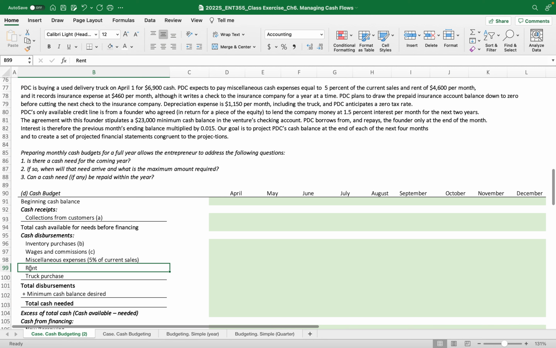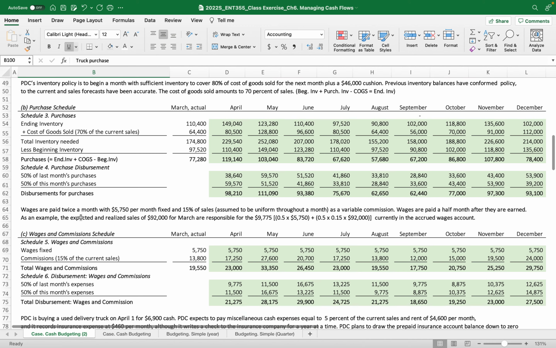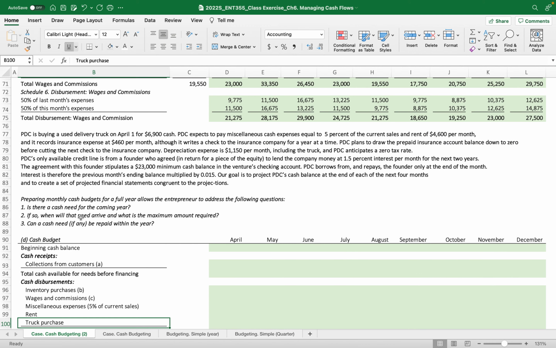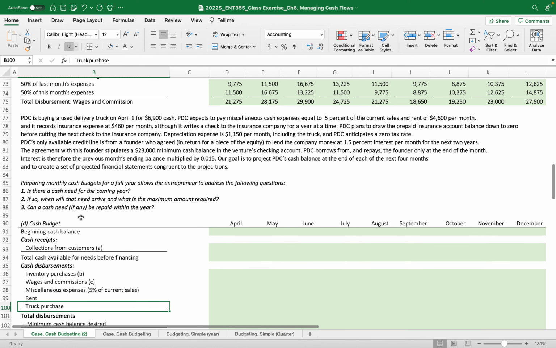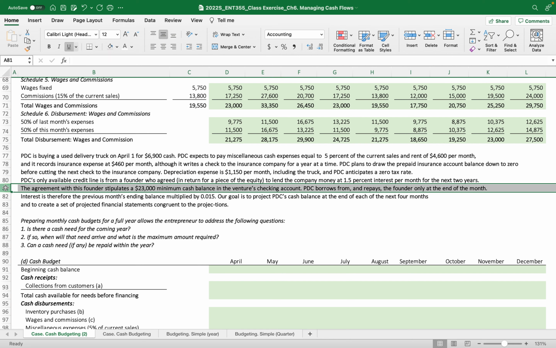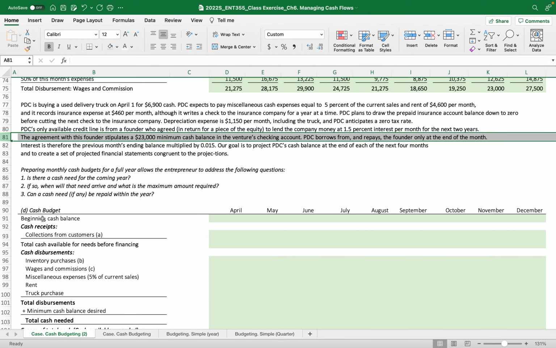We also have the rent, miscellaneous expenses, and truck purchases. The reason I didn't create schedules for these expenses is that the expenses are exactly the same as the cash out, right? And then we also have important information here, like the 23,000 minimum cash balance required to do their business operations on a monthly basis, especially for working capital.